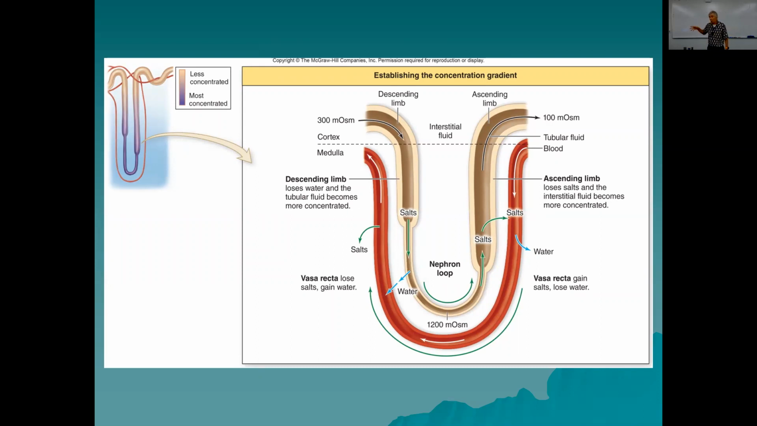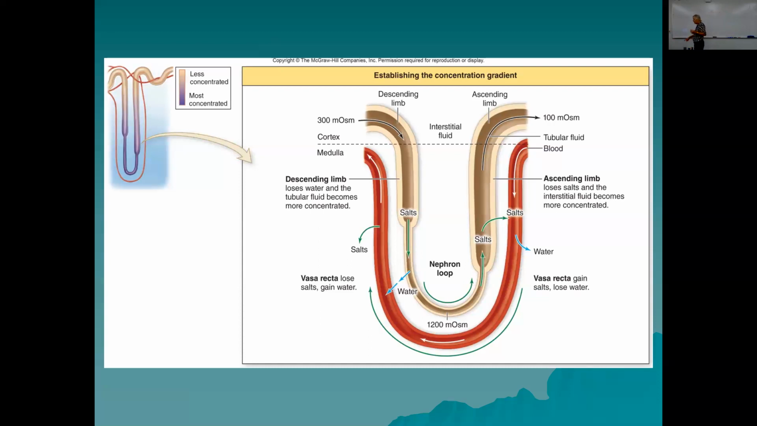tubule is permeable to water, and as it goes deeper and deeper in the medulla, the interstitial fluid in the medulla becomes more and more concentrated, saltier and saltier. You can see at the bottom of the nephron loop, there's 1,200 milliosmoles. So water just sucked out of that fluid. So the fluid in the bottom of the nephron loop is 1,200 milliosmoles.